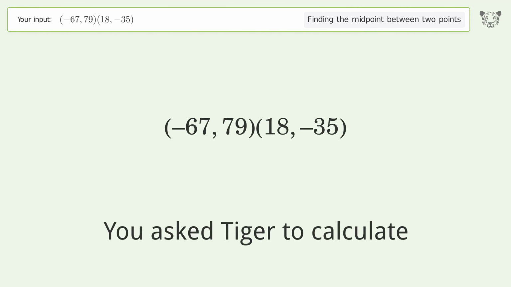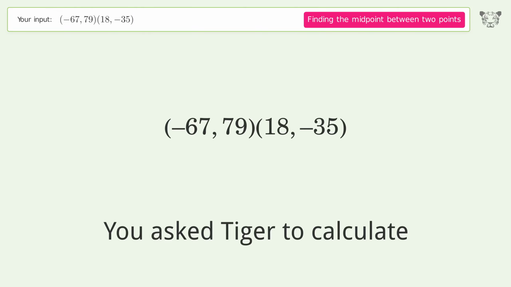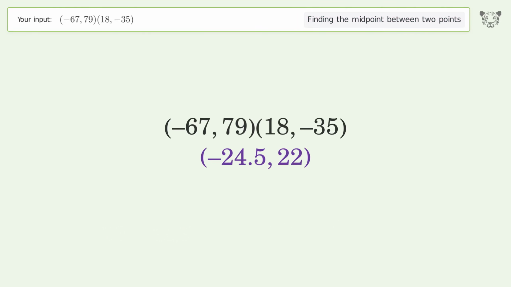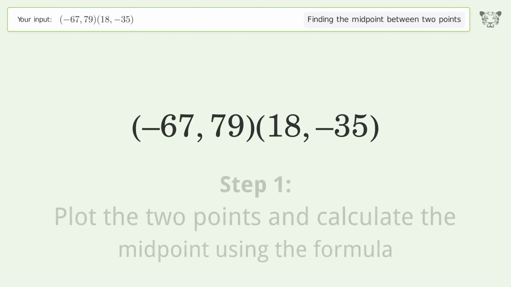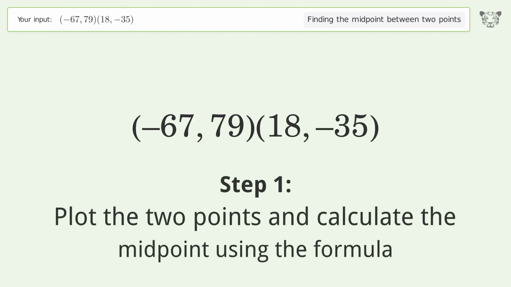You ask Tiger to calculate. This deals with finding the midpoint between 2 points. The midpoint between the 2 points is negative 24.5, 22. Let's solve it step by step. Plot the 2 points and calculate the midpoint using the formula.